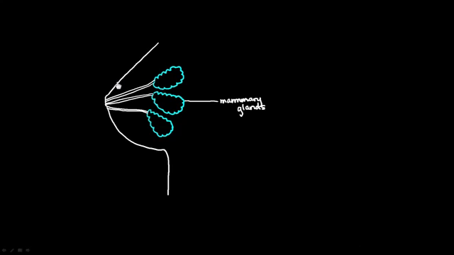And so these lactiferous ducts, and I'll just label them for you here. These are the lactiferous ducts. And the lactiferous ducts empty or drain towards the nipple and towards that darker area of skin that we see when we look at the human breast. And that area of skin is called the areola.